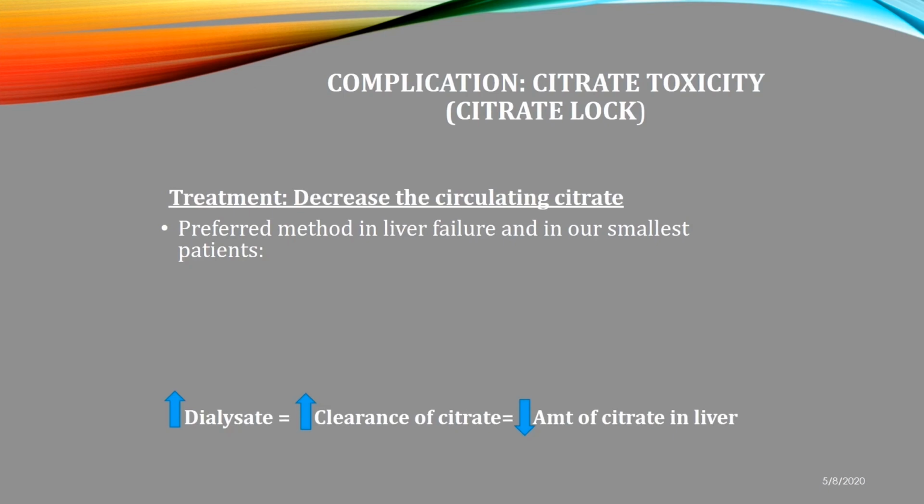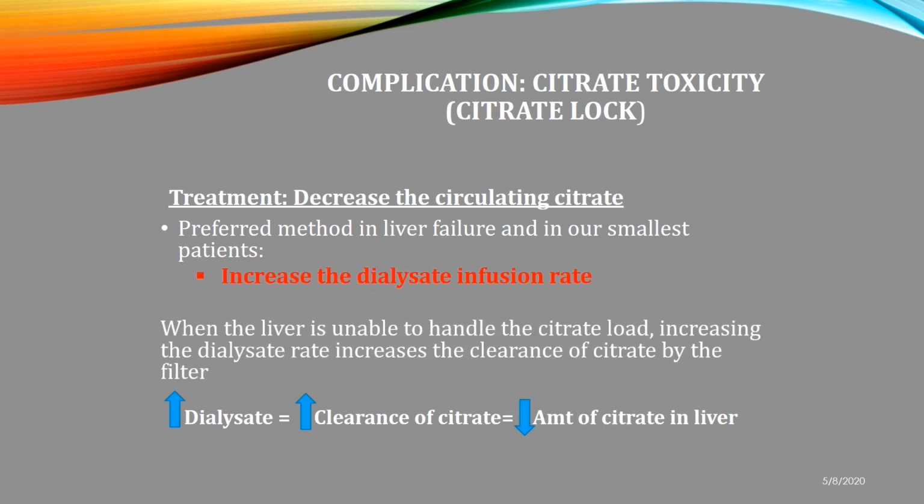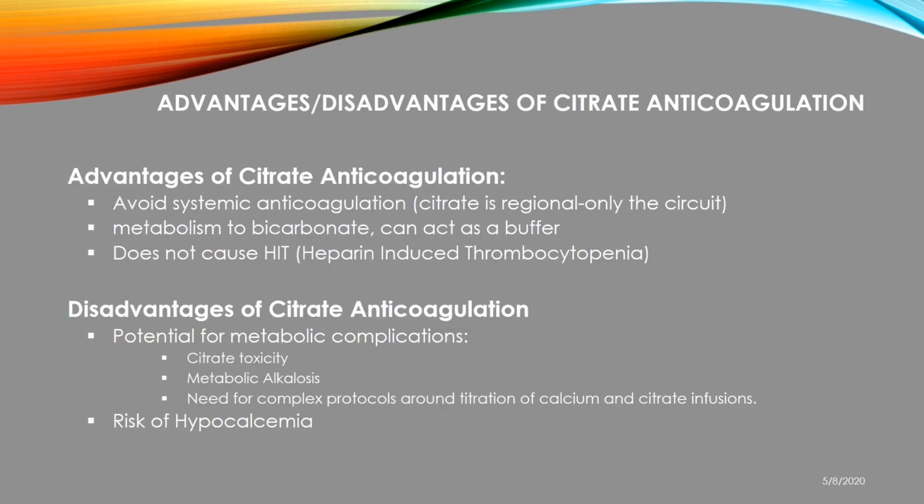Citrate toxicity can be treated by increasing the dialysate, or in some cases, proportional decrease in citrate and calcium infusion rates, as prescribed by the nephrologist. Increasing clearance is not selective, so this increases removal of nutrition, medications, and other things, in addition to removing more citrate calcium complexes. Here are some advantages and disadvantages of citrate anticoagulation.